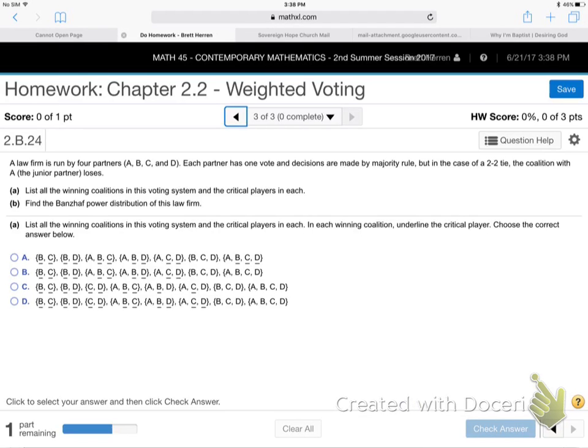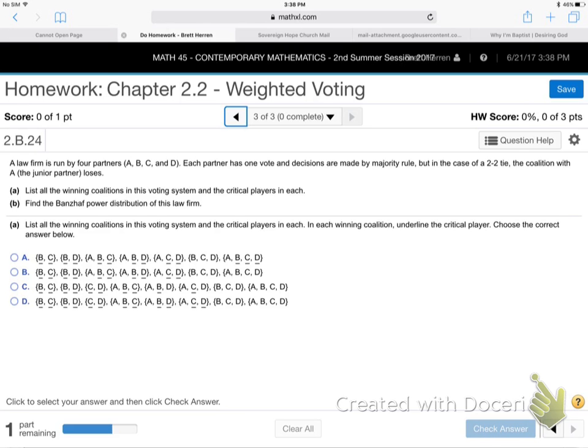It's like a word problem instead of numbers. Okay. Law firm is run by 4 partners, A, B, C, and D. Each partner has 1 vote. Decisions are made by majority. But in the case of a 2-2 tie, the coalition with A, the junior partner, loses. List all the winning coalitions, the critical players in each. Find the Bonshoff power distribution of this law firm.